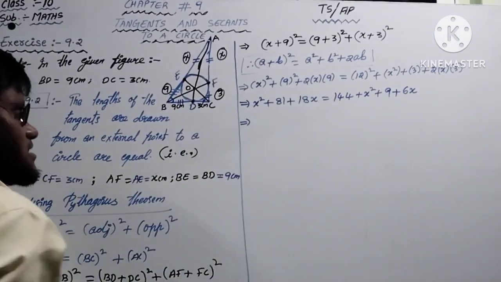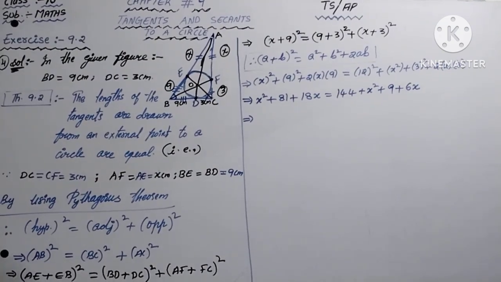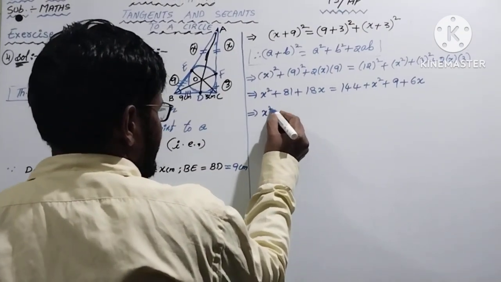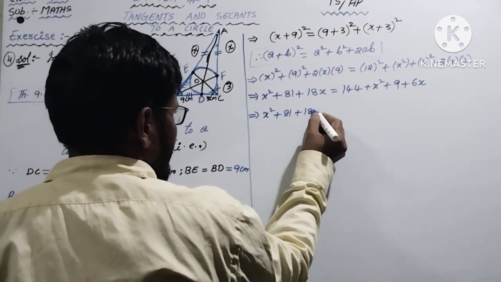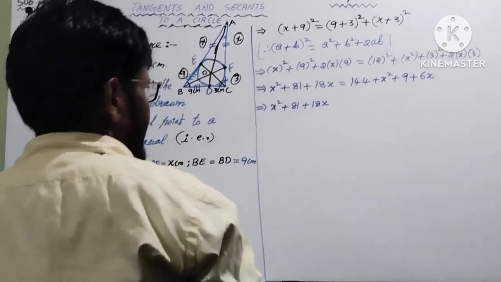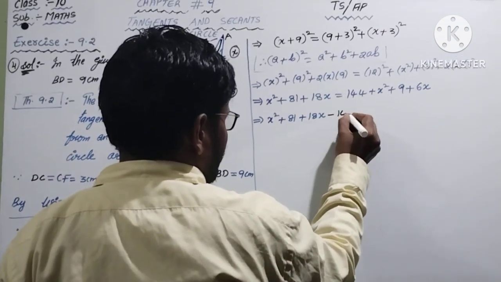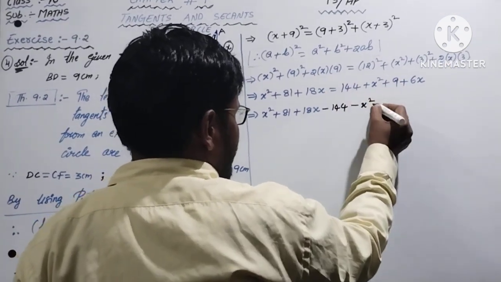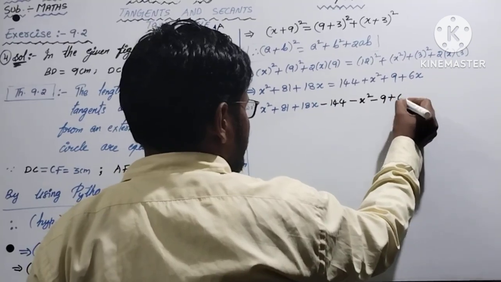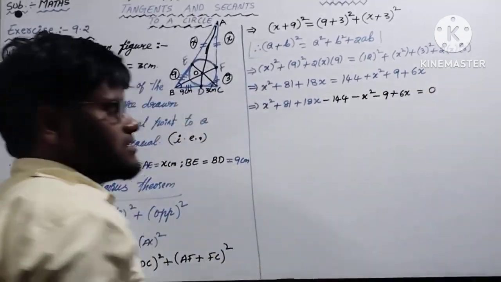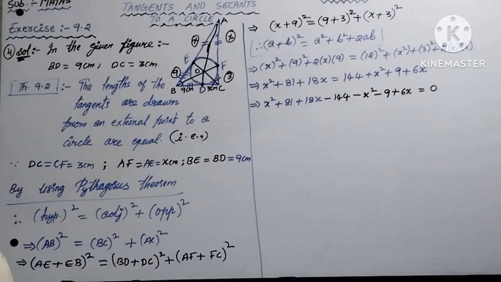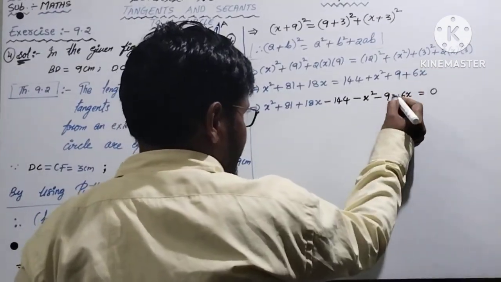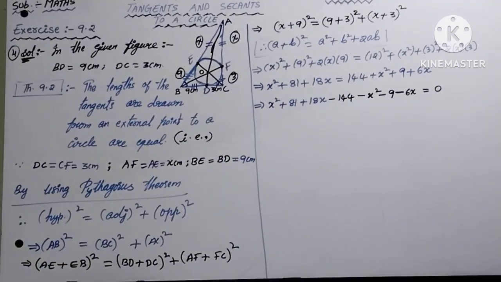Take all LHS to RHS or RHS to LHS. It's your wish. Okay, take LHS to RHS or RHS to LHS. So keep all this here only LHS. X square plus 81 plus 18x. The next step. Plus 144 changes as minus 144. Plus x square will change as minus x square. Plus 9 changes as minus 9. Plus 6x as minus 6x equals to right hand side 0. Any doubts? Any mistake? Yeah, plus 6 having, so plus 6 will change as minus 6. Any more doubts?